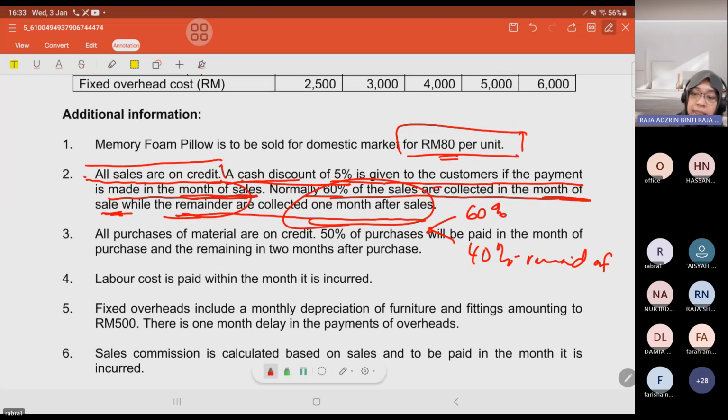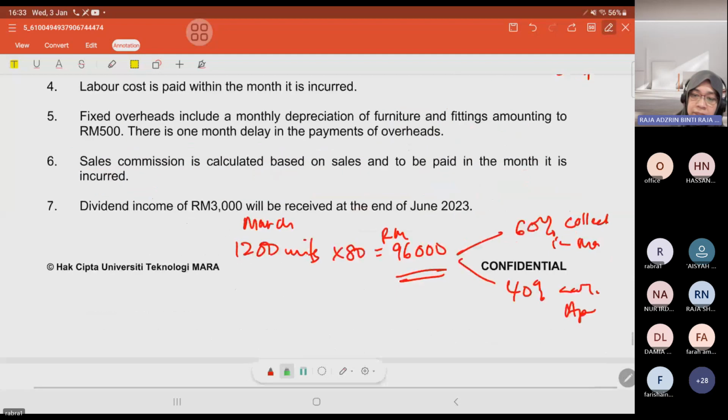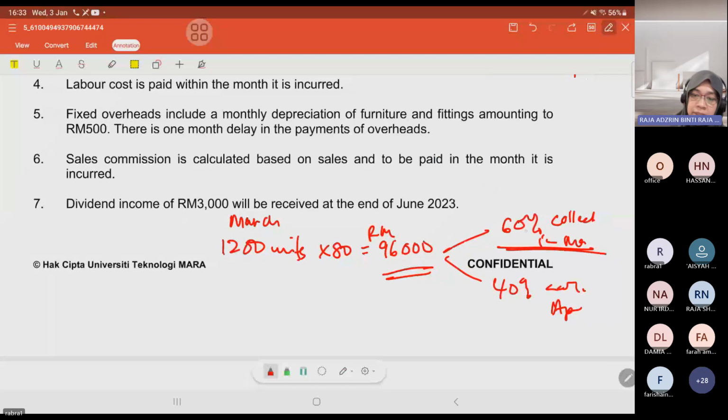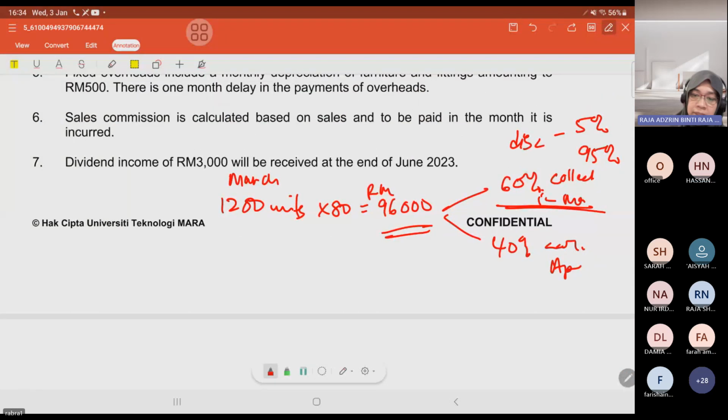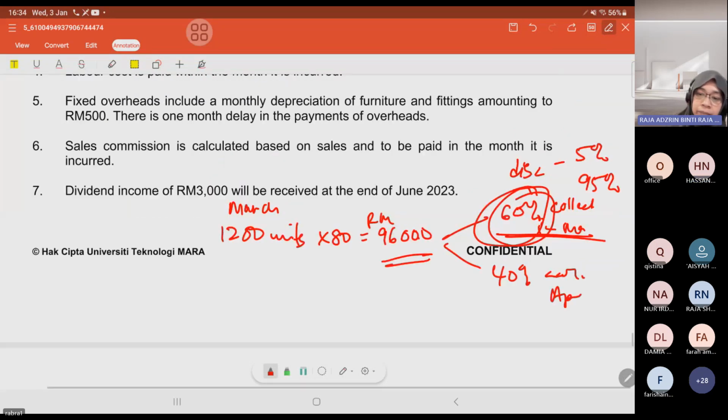Tapi kalau you collect in the same month, what do you do? Dia kata 5% tadi. You akan bagi 5% discount. Kalau that is a March punya sales, dan you collect in March juga, you won't get 60%, you cuma boleh dapat 95% because 5% tadi adalah you punya discount. Hopefully faham lah. Okay. Then once you've set, tolak 5% tu awal-awal daripada you punya 60% ni tadi. 60% berapa? Daripada sini. Okay, macam yang saya tunjuk tadi lah.